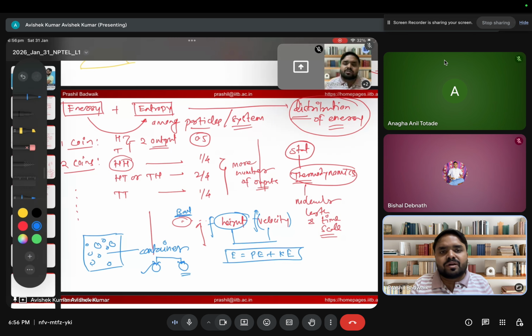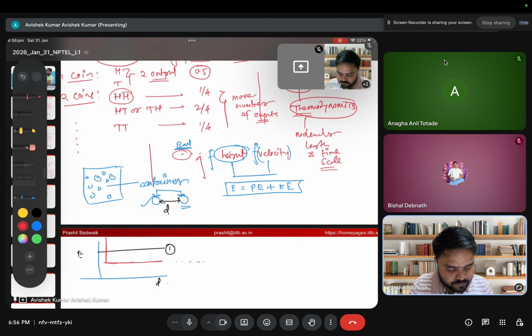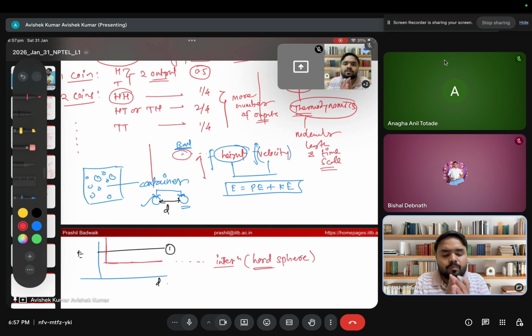What are some other types of interaction? First I explained that there is no interaction. If I change the distance, that is d, between these two atoms, there is no change in the energy. That is the simplest interaction. The second interaction could be: up to a particular distance there is no interaction between these two particles, but suddenly it comes and sticks. This sort of interaction is called a steep, hard sphere interaction. That means there is no interaction up to a certain distance, and whenever they come beyond a certain distance there will be infinite energy. This sort of interaction is called a hard sphere interaction.